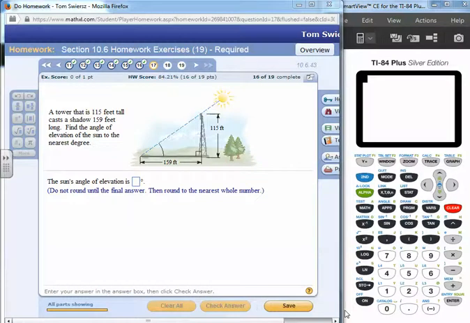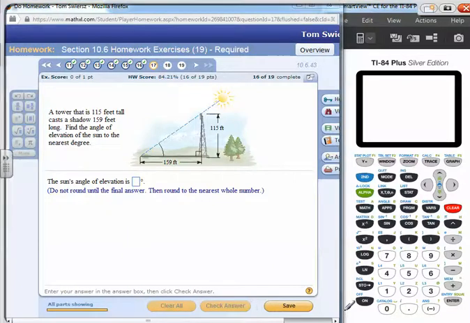Let's solve homework exercise number 17 from section 10.6. It says a tower is 115 feet tall and casts a shadow 159 feet long. Find the angle of elevation of the sun to the nearest degree. The angle of elevation is with respect to the ground, so it's this angle right here marked with the little arc. We need to find that angle.